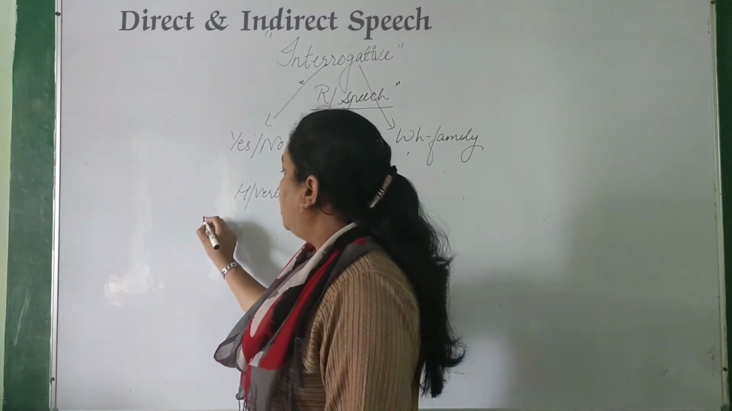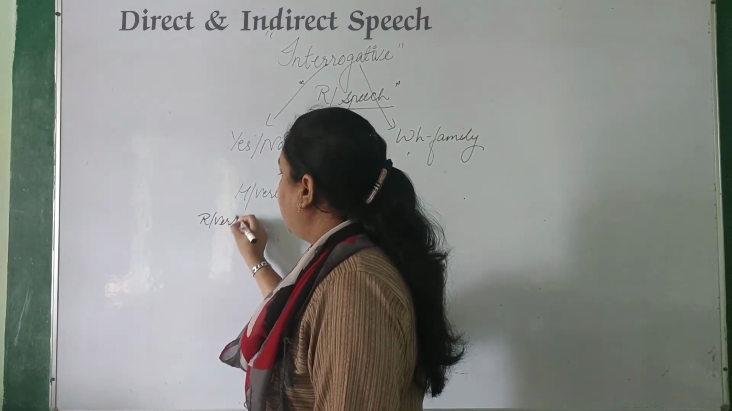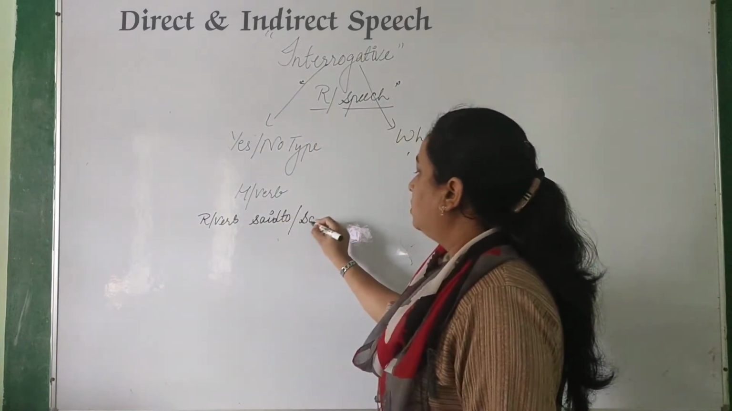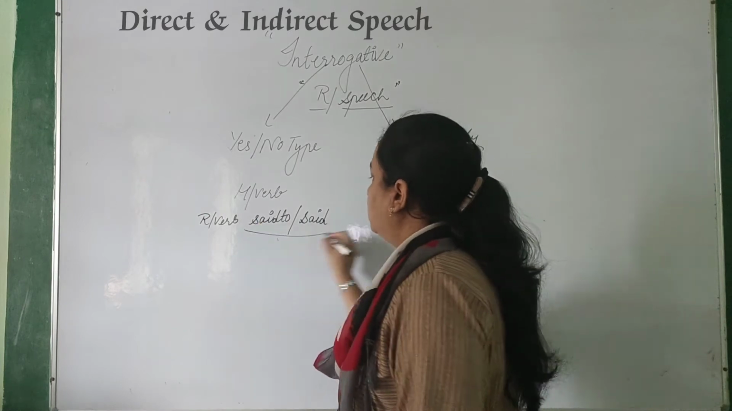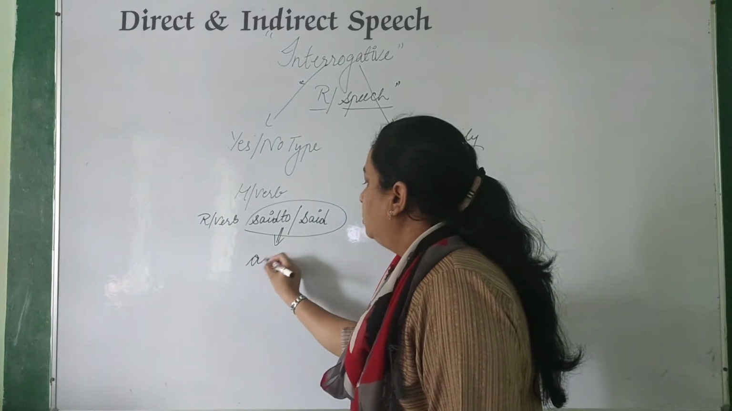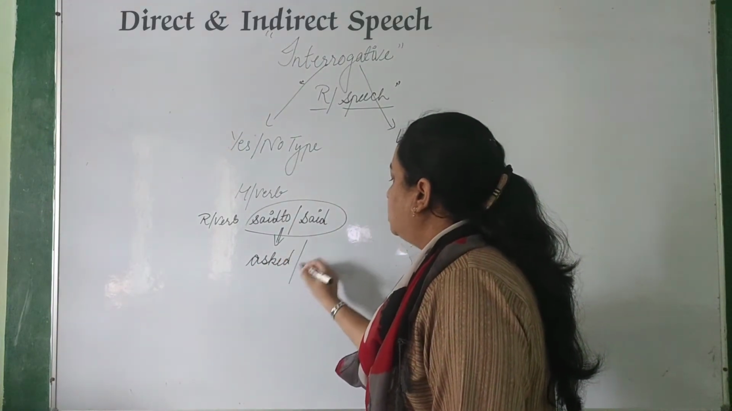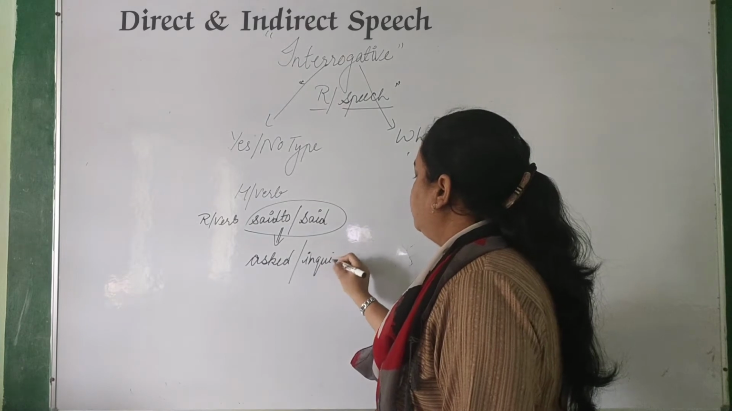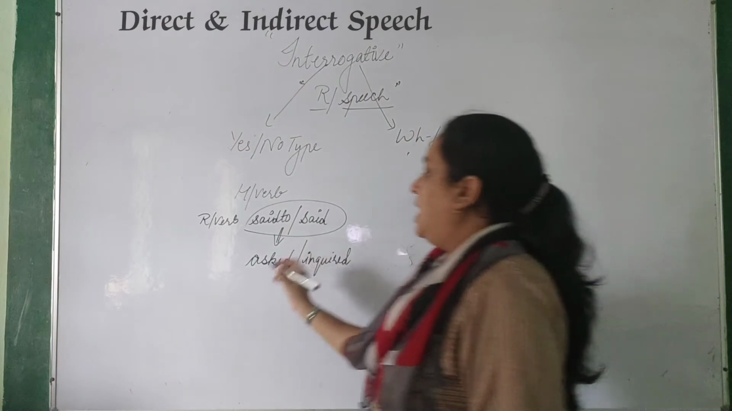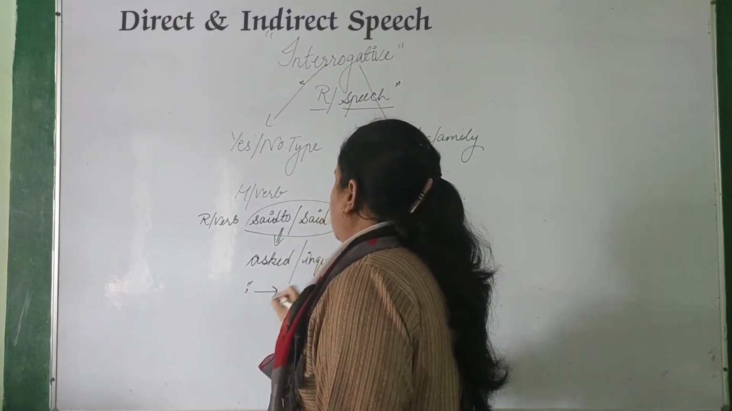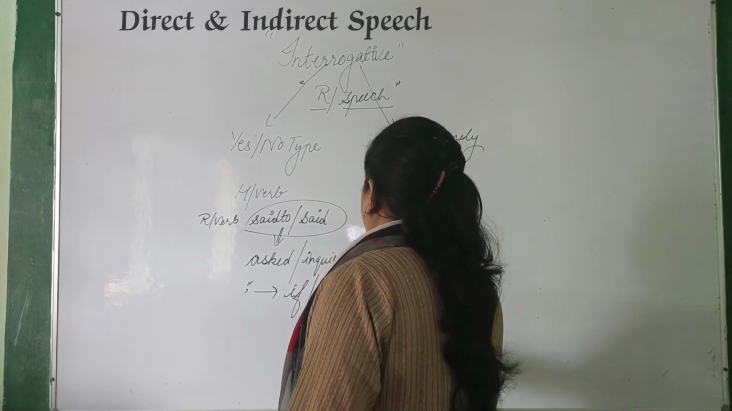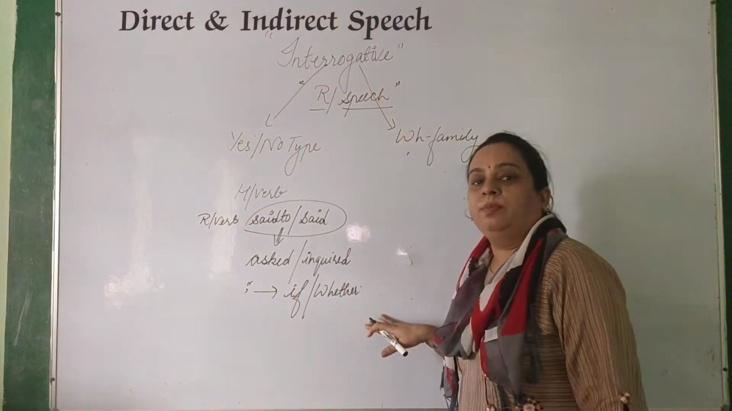We learned that the reporting verb, said to or said, changes into asked or inquired when the question is yes no form. And the inverted commas we have to change into if or whether. So this we learnt in the previous video.